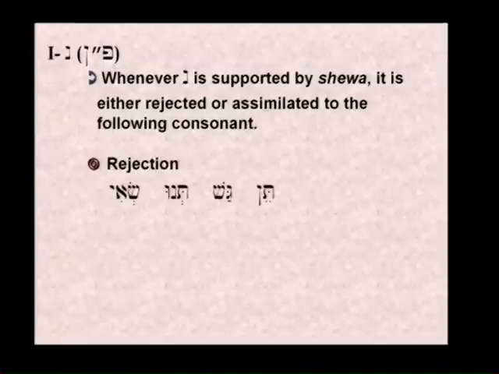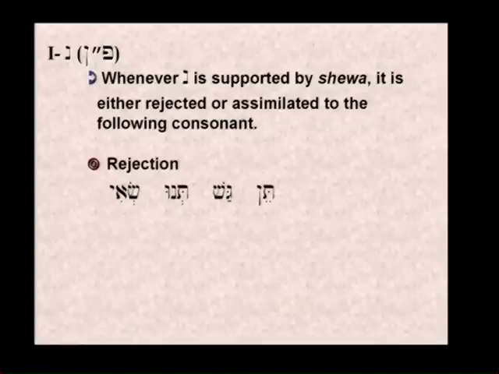Rejection: ten. Ten is a qal imperative masculine singular from Nathan. The noon just disappeared. It's not there anymore. The prefix taw of the imperfect that was there in the imperfect that was removed to form the imperative does not cause the noon to recur or to reappear. It is gone. Gash, the same way. Qal imperative, masculine singular from nagash.